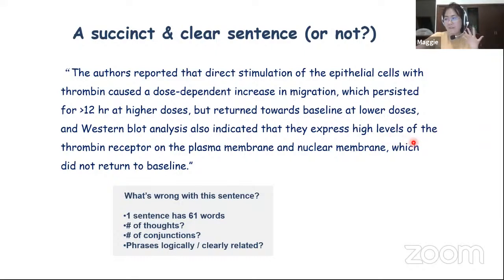And then number 5, they find that this increasing of the expression of the receptors does not return to baseline. So in the whole sentence, they have 5 different ideas. They talk about 5 things. They also use a lot of conjunctions, and their phrases are not clearly logically related. So this is a bad sample of writing a sentence.